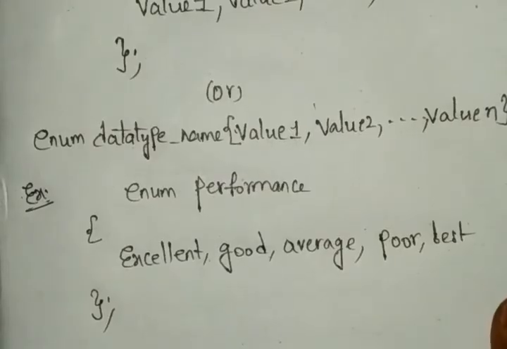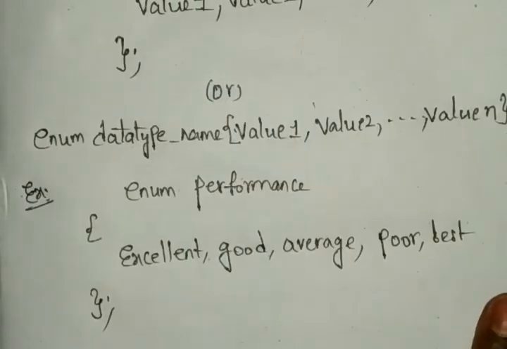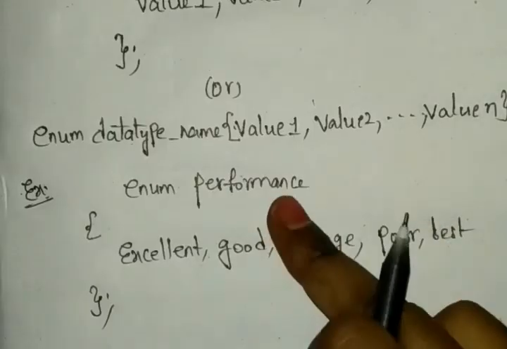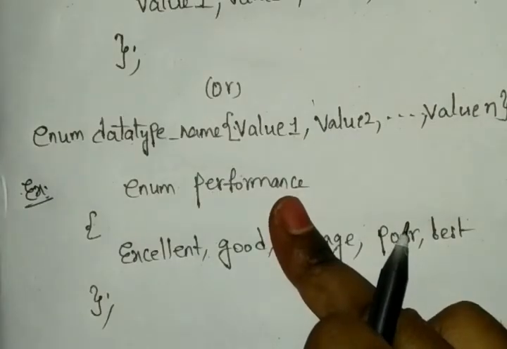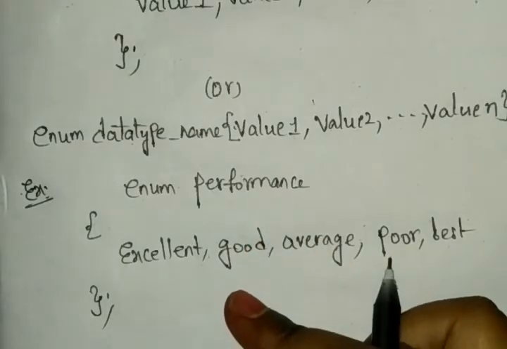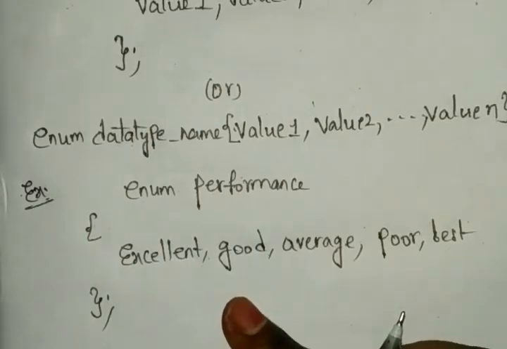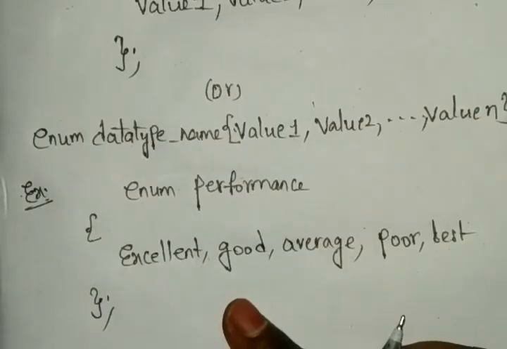You can see normally whenever you are defining data types, whatever the user has entered is what gets performed, right? But in this enumerated data type, your user can create their own data types. So here I'm taking my data type, that is the performance. In the performance I have some words like excellent, good, average, poor, best. So for example, if one person is getting good marks, you can say excellent, or else it may be good.